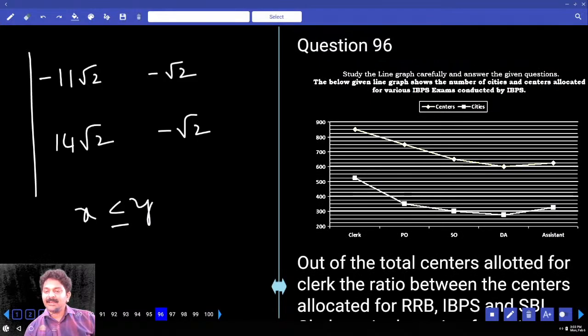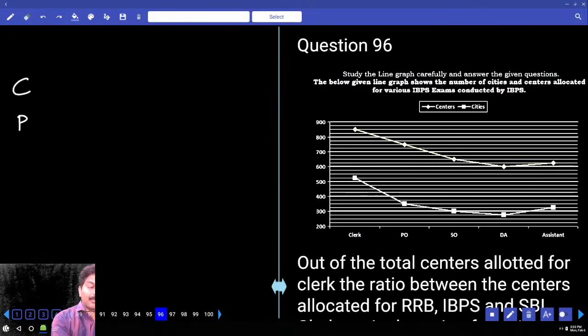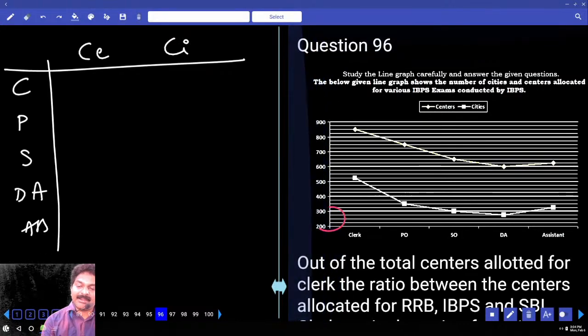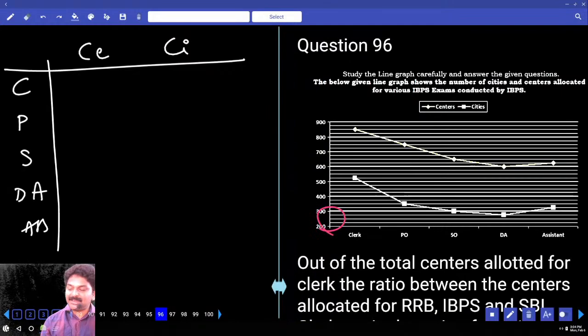The below given line graph shows the number of cities and centers allocated for various IBPS exam centers by IBPS: Clerk, PO, SO, digital assistant and assistant. So we have centers and then cities. Centers, we have a 100 gap. 5 lines are there. Each line occupies 20. 8 lines or 4 lines? 1, 2, 4 lines only. So each line is 25.